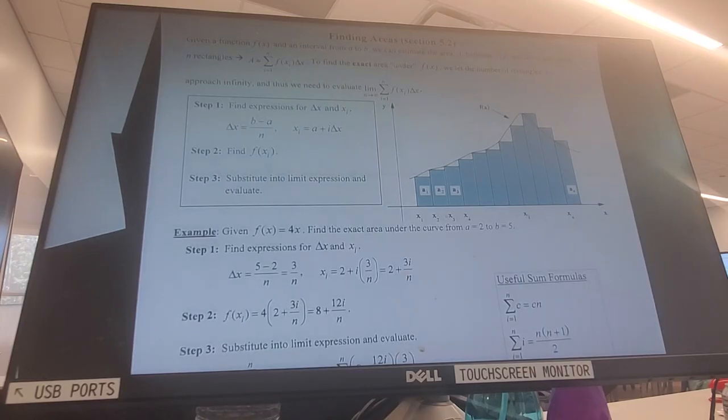Step 1, I kind of consolidated. Delta x leads right into xi. Whatever xi is, you plug it into the function, and then you put those things into this. That's setting it up. That's just getting the problem ready, which is why I didn't give you a ton of these, because they do kind of take a while.